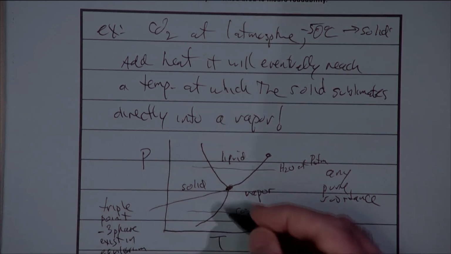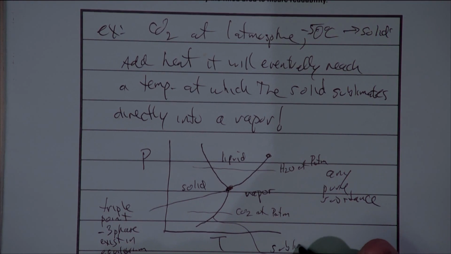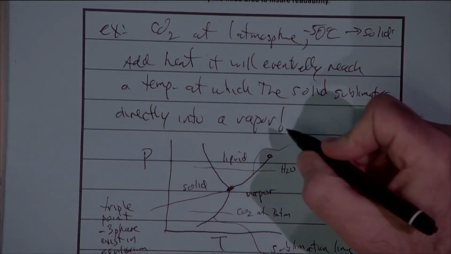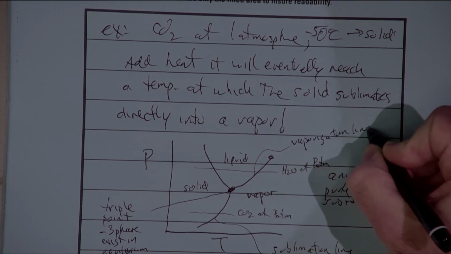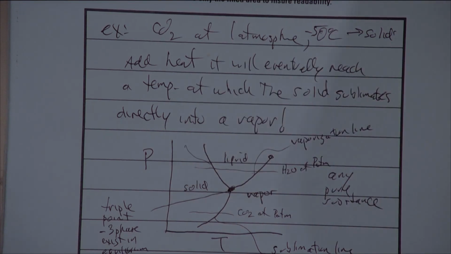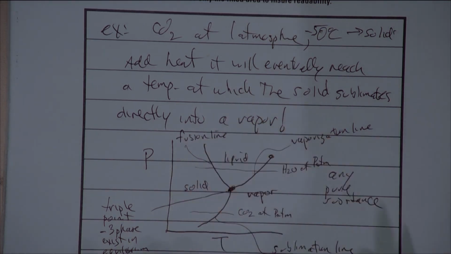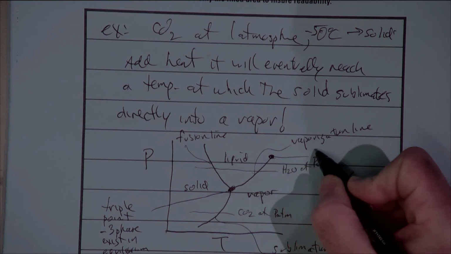Okay. This line down here at the bottom, we would just call this the sublimation line. This line over here on the right-hand side is our vaporization line. And then this line over here, where the liquid and the solid can be in equilibrium, that's what we call the fusion line. Okay. And then there's one other point to show here. At the very top on the vaporization line, this is called the critical point.